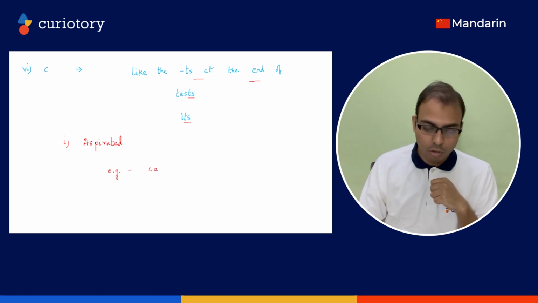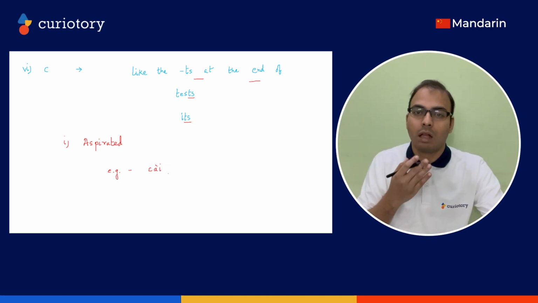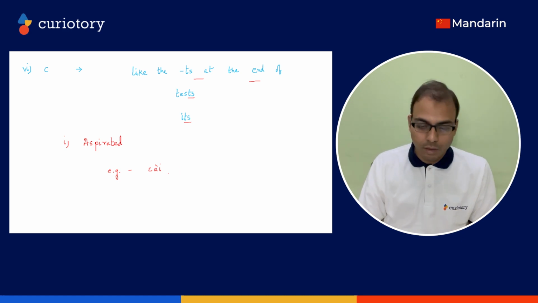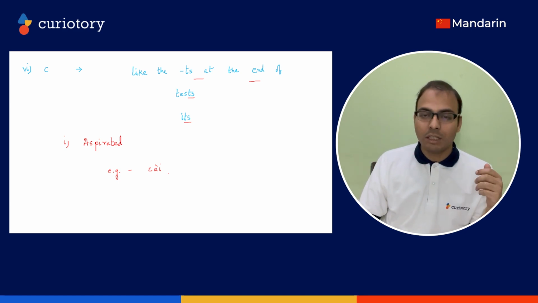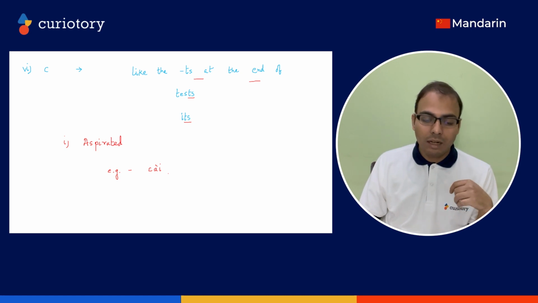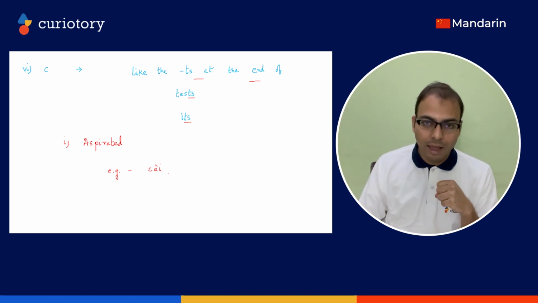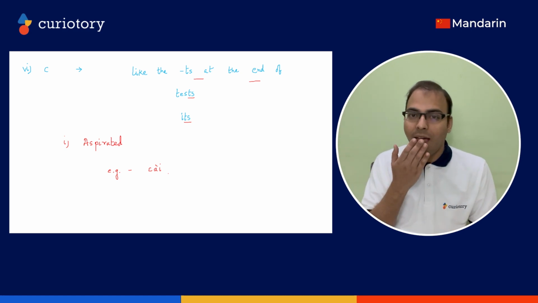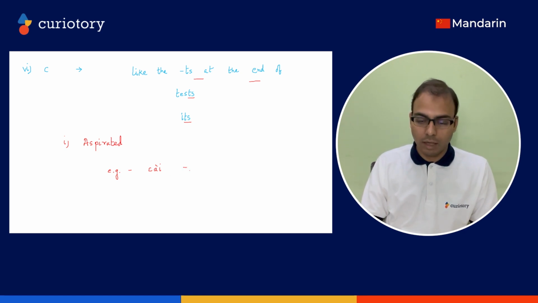Cai. Repeat after me. Cai. So we took care of two things. The first was C should be pronounced like the TS at the end of tests, and the other aspect was that we should ensure that air is coming out of our mouth. So cai with a fourth tone is like cai, and cai means vegetable.